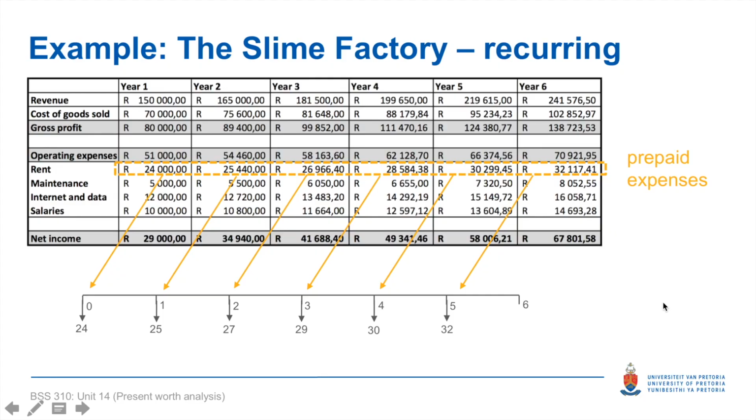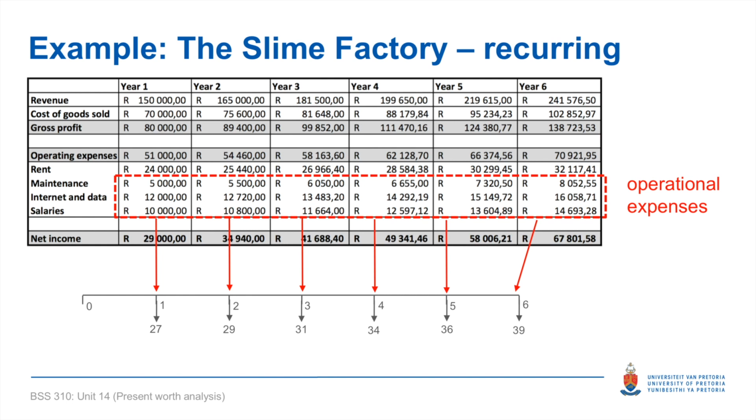Let's start with the prepaid expenses. I will pay 24,000 Rand for my rent for the year at the start of year 1. In the same way, I will pay my rent for year 2 at the start of year 2. And fast forwarding to the end of the timeline, I will pay my last rent amount of 32,000 odd Rand at the start of year 6. At the end of year 6, I don't have any rent because this is the end of my project timeline, and I've already paid rent for this period over here.